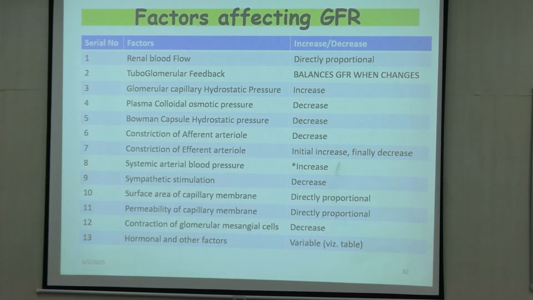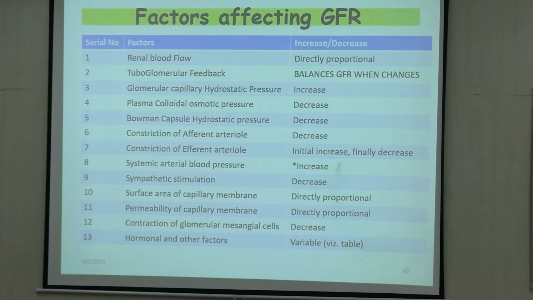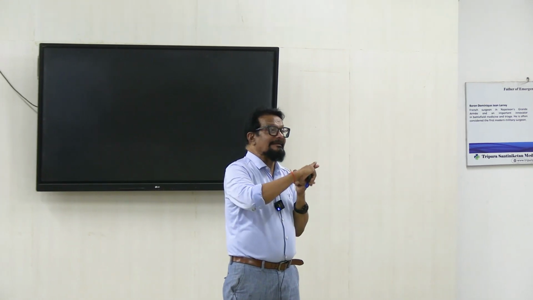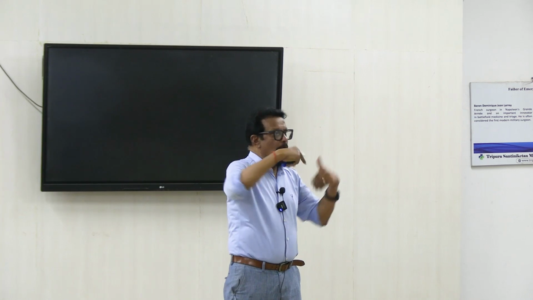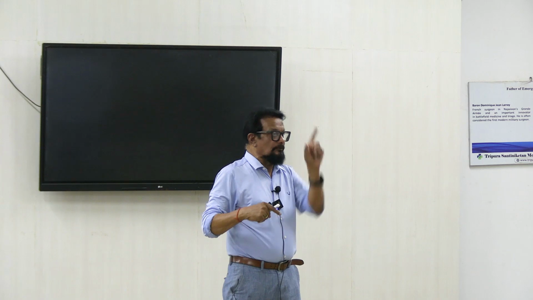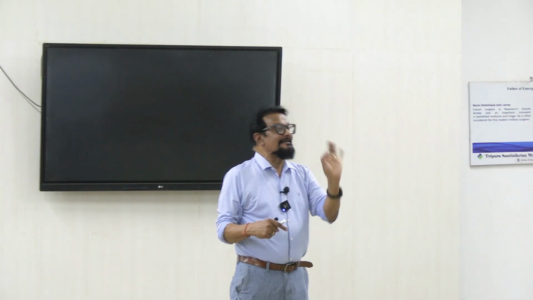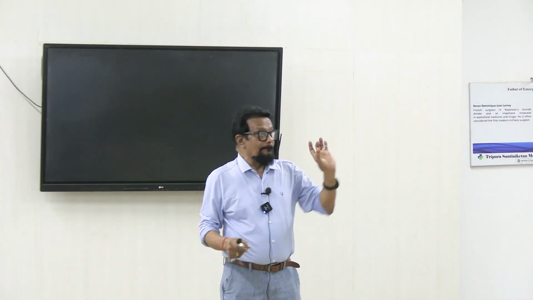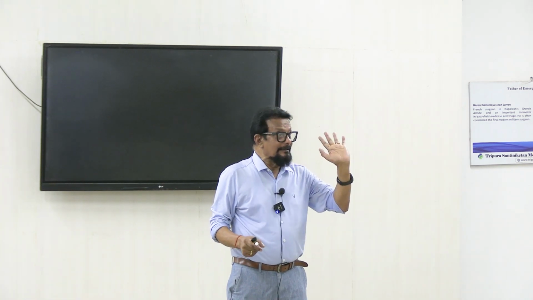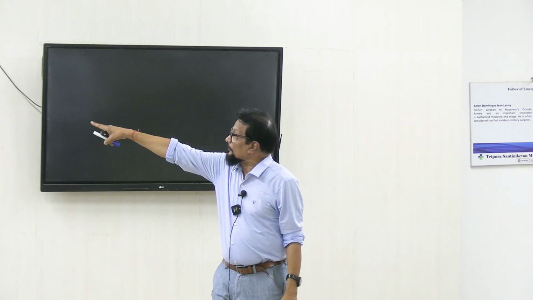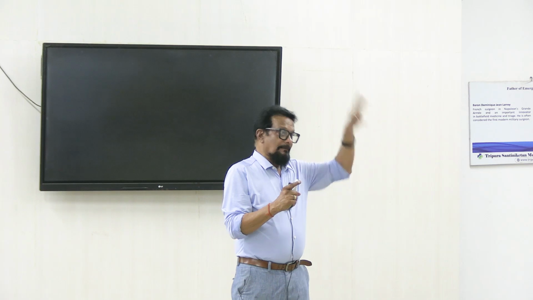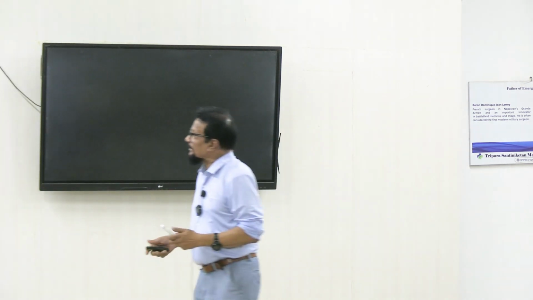Tubuloglomerular feedback: the kidney maintains auto-regulation. Whatever the blood pressure in the circulation, between 80 to 180 millimeter of mercury, even though there is much fluctuation outside, the kidney will maintain renal blood flow constant. This is its capacity. How is it done? By two processes: the myogenic theory, a reflex process, and the tubular feedback mechanism. By these two mechanisms, the kidney auto-regulates its blood supply even with fluctuation in systemic blood pressure.